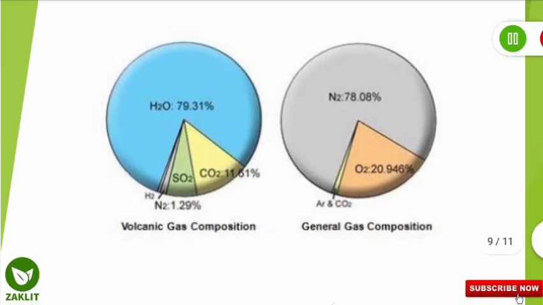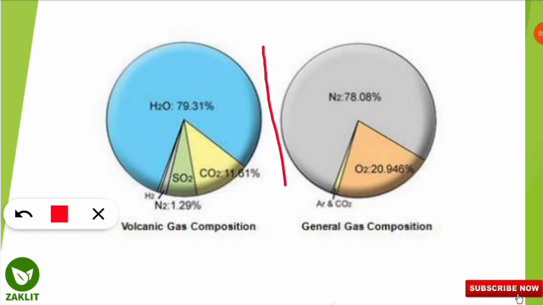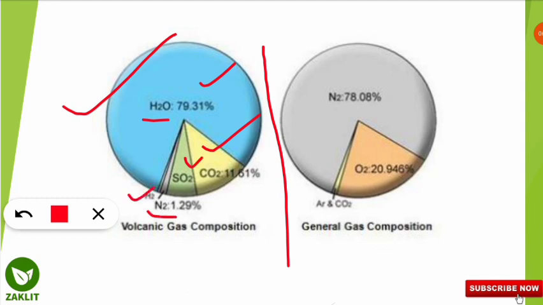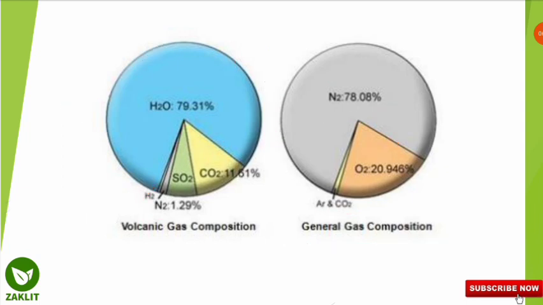So here on the left hand side the volcanic gas composition is given. We see the maximum is the steam component, that is H2O 79.31%, followed by carbon dioxide, that is 11.61%, then followed by sulfur dioxide, and then nitrogen gases and hydrogen gases. Now if we come to the general gas composition of the atmosphere, then we all know nitrogen has 78.08%, the maximum, followed by oxygen, around 21%, more precisely 20.94%, and followed by argon and carbon dioxide. So note down all these things.